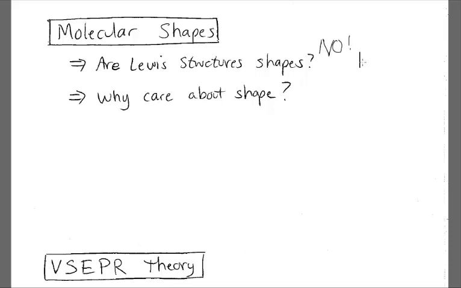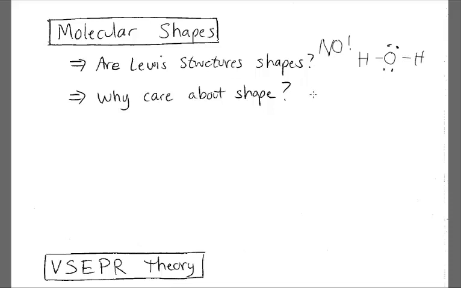Okay, so when we draw the Lewis structure of water, it looks something like this. And when we draw it, it looks like all the atoms are in one line. But it's not a linear molecule. It's actually a bent molecule. So the shape is not given by the Lewis structure.